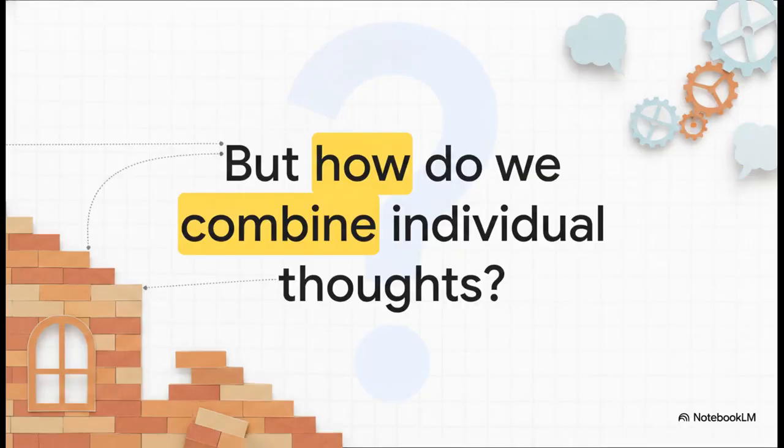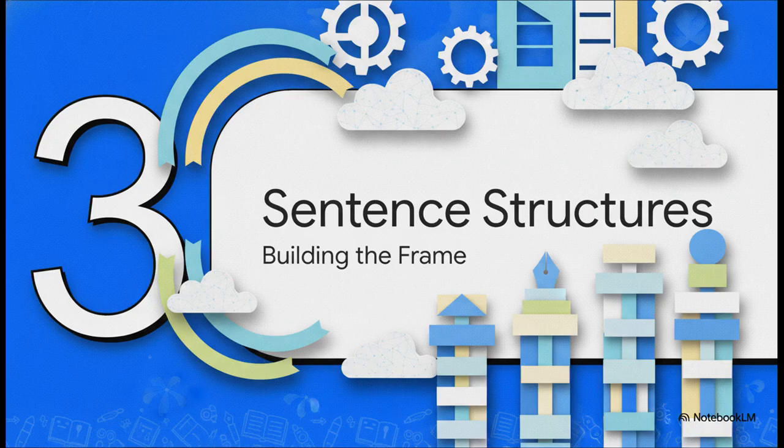So, we know how to form a single thought, right? And we know the purpose that thought can serve. But here's the real question. How do we combine these individual thoughts to build something larger? How do we take that single brick and turn it into an entire architectural structure? Well, that brings us to Section 3, 4 sentence structures. Let's see how all this builds into the 4 main structures of the English language.